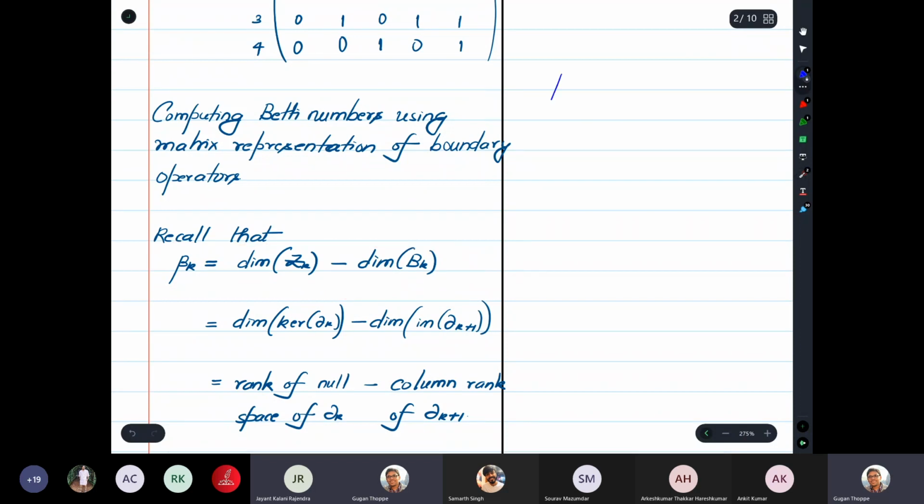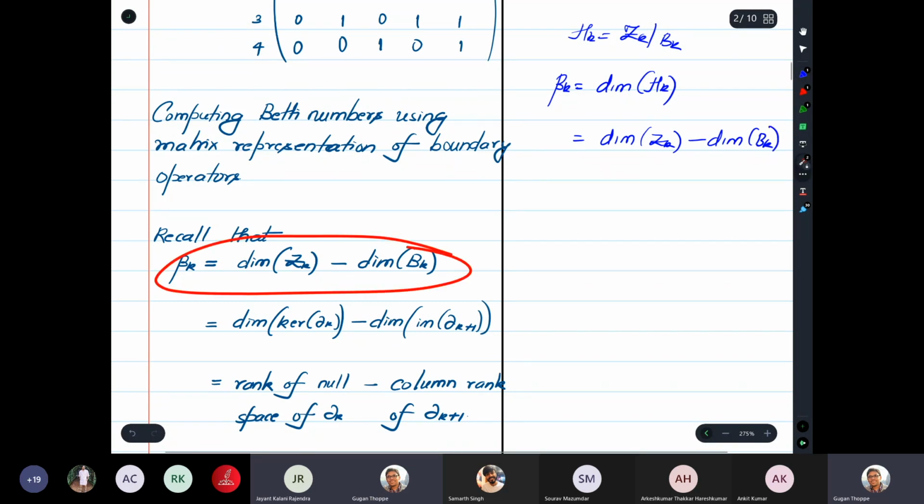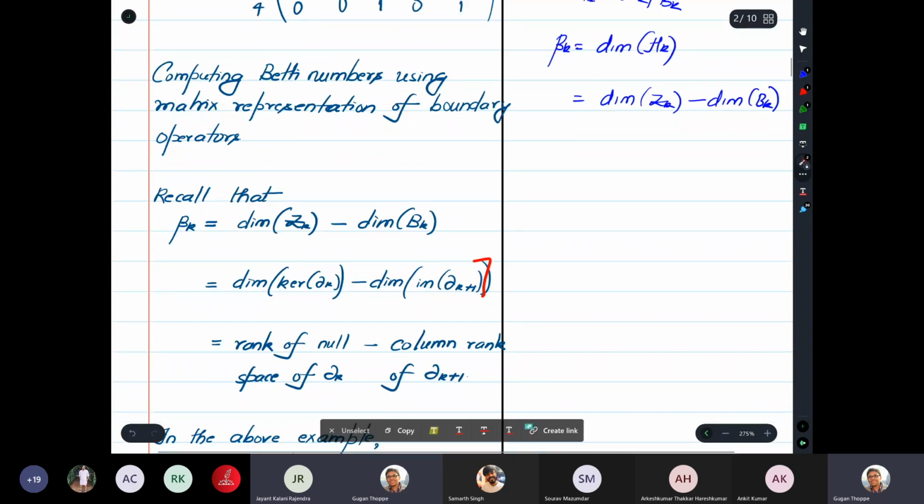Recall that Betti k is the dimension of Hk, right? And what is Hk? Hk is Zk quotient Bk, and there was a theorem we discussed which told us that the dimension of Hk, since it's a quotient of two vector spaces, must be the dimension of Zk minus the dimension of Bk, right? So this is something we figured out, and that's what I have written over here. Now what is the dimension of Zk? The dimension of Zk is the dimension of the kernel of the daba k operator. That's what I have written over here. And what is Bk? Well, it's the image of the daba k plus 1 operator. So the dimension of Bk is precisely the dimension of the image of daba k plus 1, right?